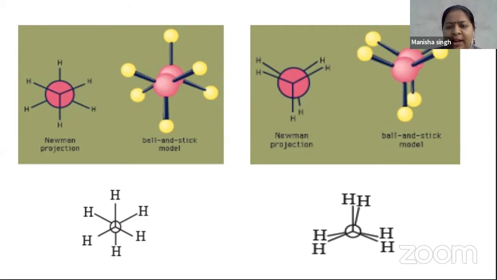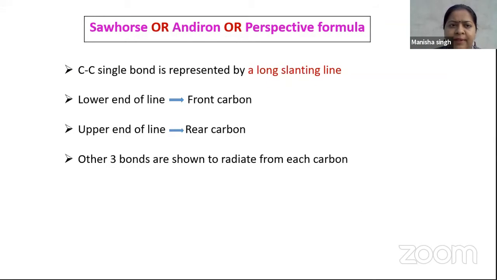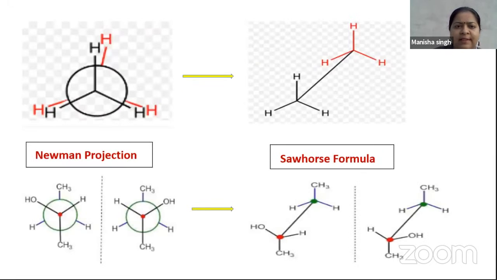Now today I'm going to start the next one. Next one, please. That is Sawhorse or Andreon or perspective formula. So what is this? Sawhorse or Andreon. In this, the carbon-carbon single bond is represented by a long slanting line. The lower end of the line is the front carbon, the upper end of the line is the rear carbon. Other three bonds are shown to radiate from each carbon. Now, what is the meaning of all these sentences? We will understand with the help of the next example.